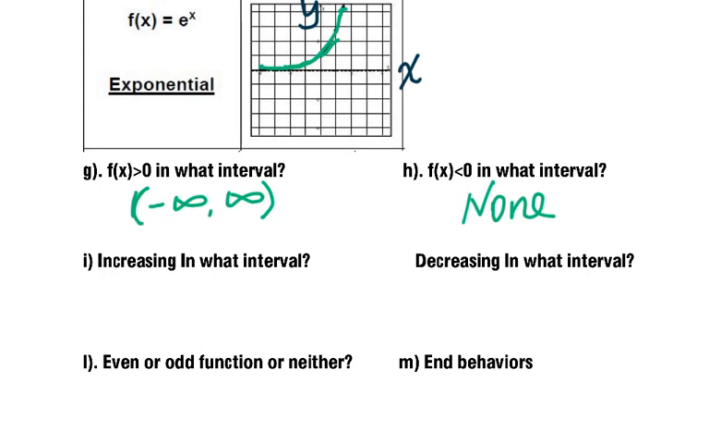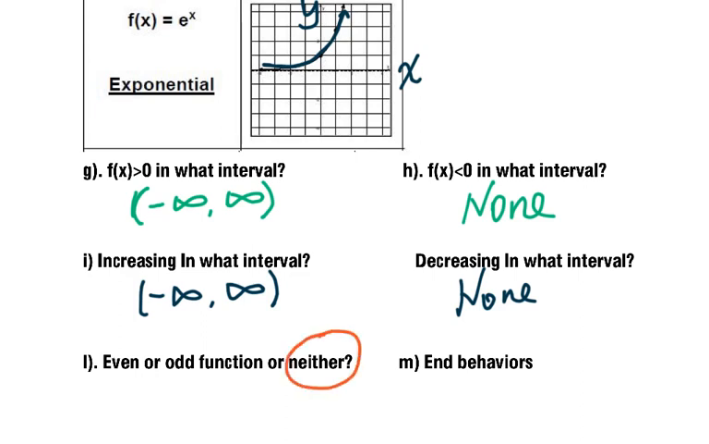So we check in what interval it's increasing. And we could see the graph is all increasing. See, going up like this, going up. That's why it's from negative infinity to positive infinity. None of the graph is decreasing. It's neither even nor odd function, because it does not reflect across the y-axis and does not reflect across the origin.